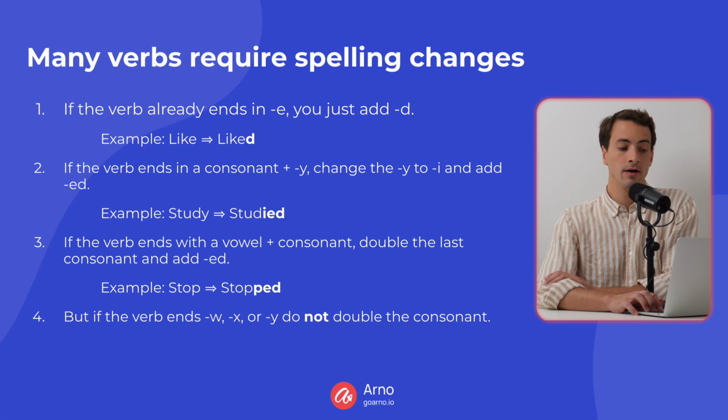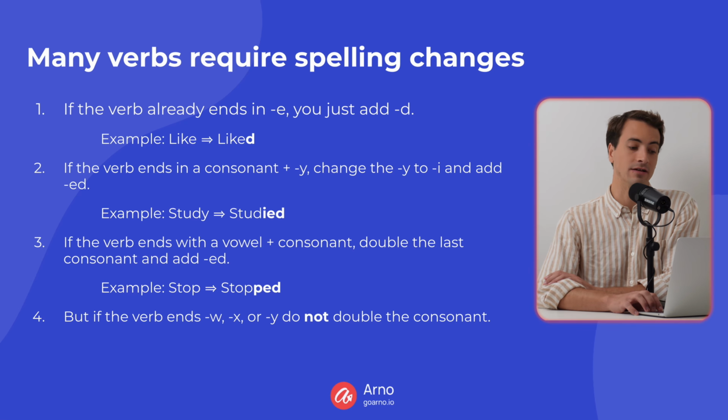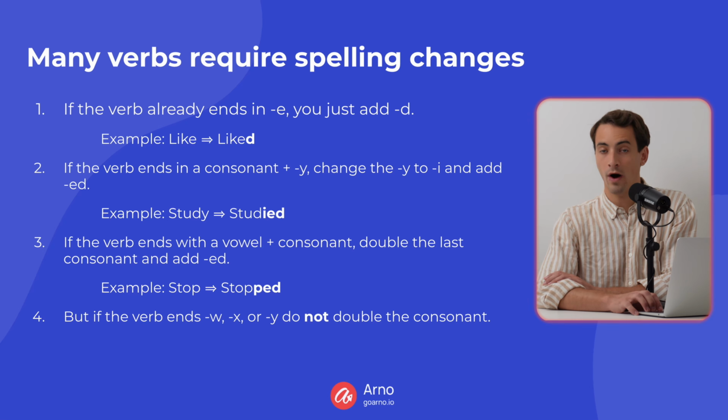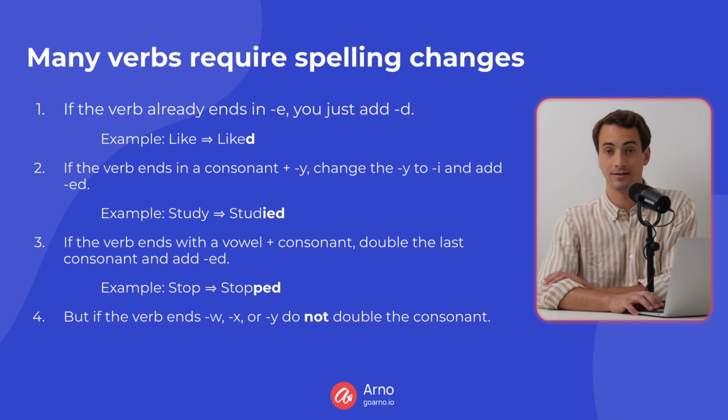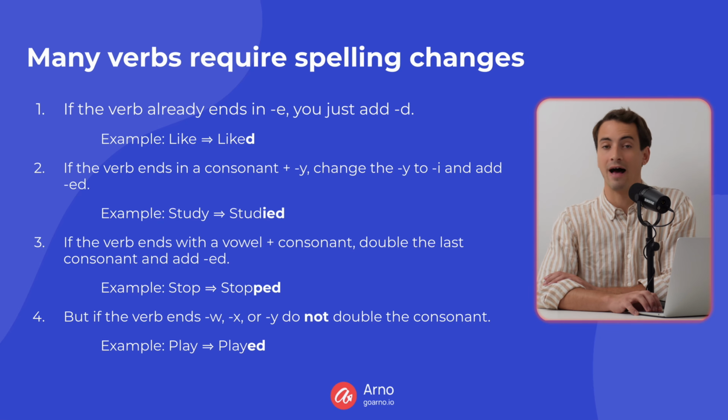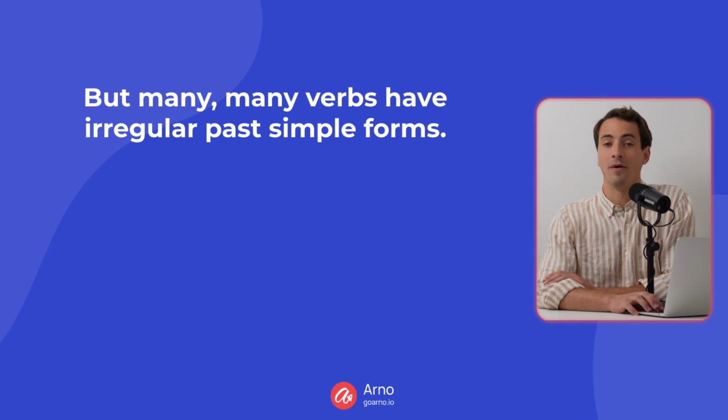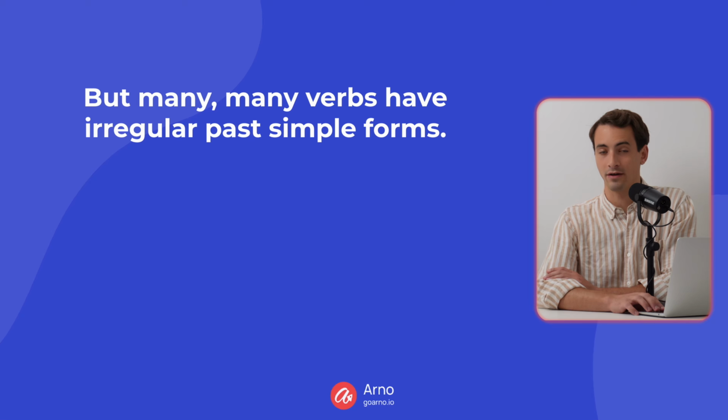Number 4, but if the verb ends in W, X, or Y, do not double the consonant. For example, we have play. A is a vowel, Y is a consonant, however, we don't double the Y, so we simply have played. However, many verbs have irregular past tense forms.